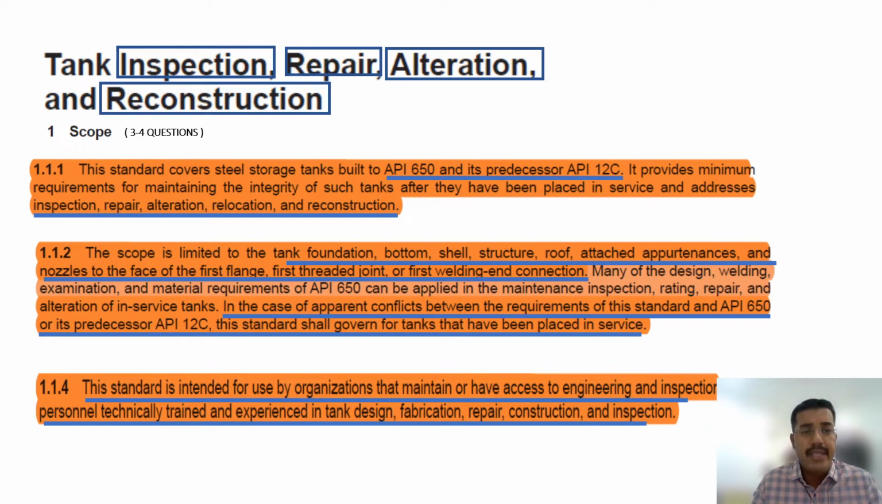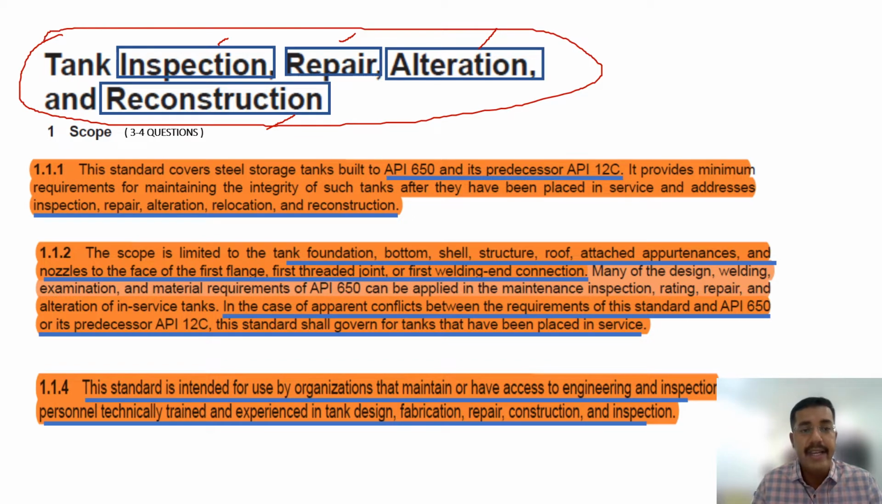So what does API 653 say? It is tank inspection, repair, alteration and reconstruction. Why have I boxed all these things? Because all these words are very important and we have to cover them in 653 one by one. Inspection: what does inspection mean? It means you have to do the inspection of an in-service tank. When we do inspection, a lot of criteria come in, whether it is a scheduled inspection, internal inspection, external inspection, or only routine inspection, or UT thickness measurement inspection.